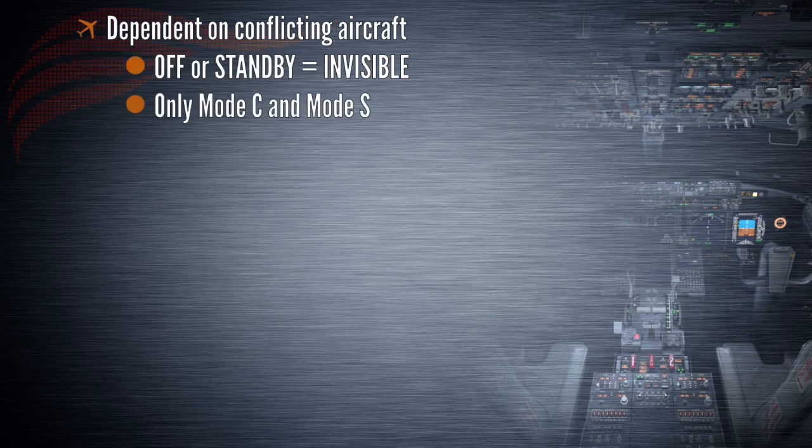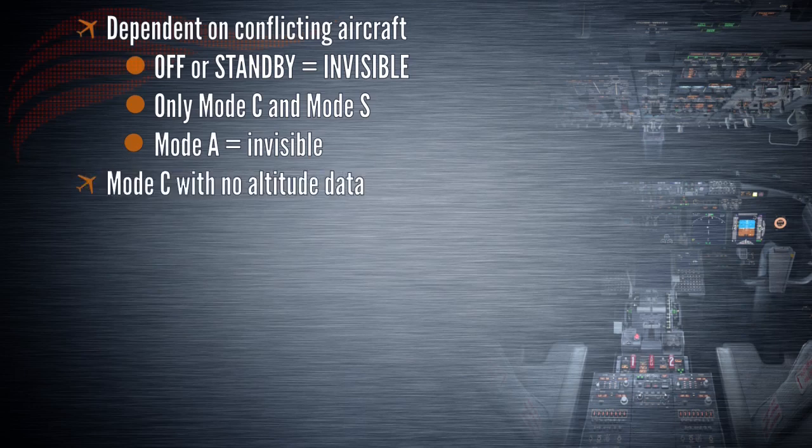TCAS only sends out Mode C and Mode S interrogations. A Mode A only capable transponder will not reply to TCAS interrogations and will therefore be invisible to TCAS. A Mode C transponder with altitude reporting selected off will reply to TCAS interrogations, however. TCAS traffic symbols and traffic advisories will be available, however resolution advisories will not be available due to the lack of altitude data.